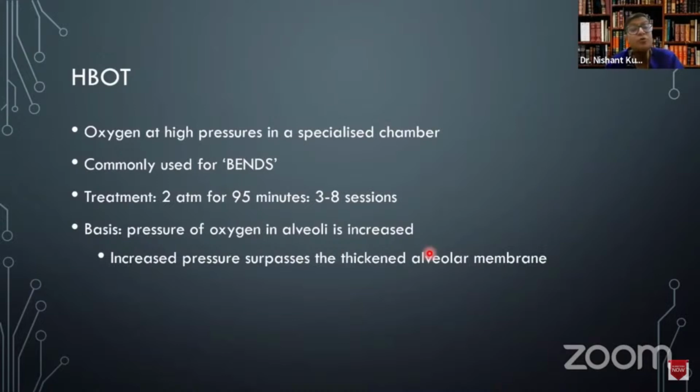So you give 2 atmospheres of oxygen for 95 minutes. You give 3 to 8 sessions. The basis is that the pressure of oxygen in the alveoli is increased, so the diffusion is increased. As I said, the increased pressure surpasses the thickened alveolar membrane and improves oxygenation.